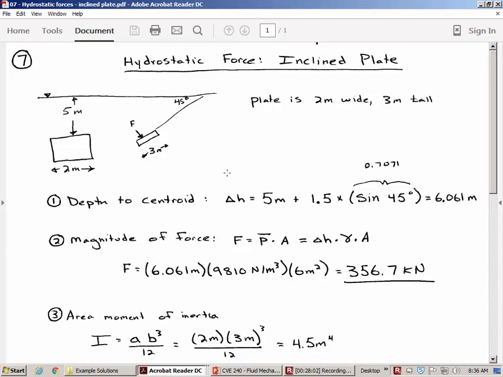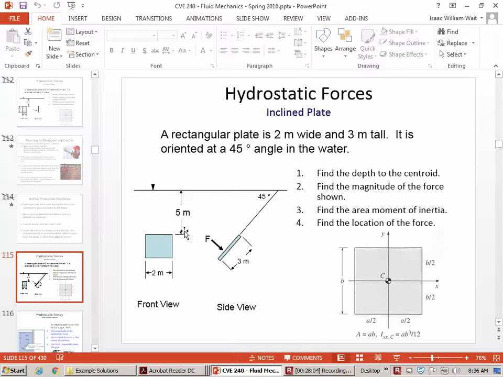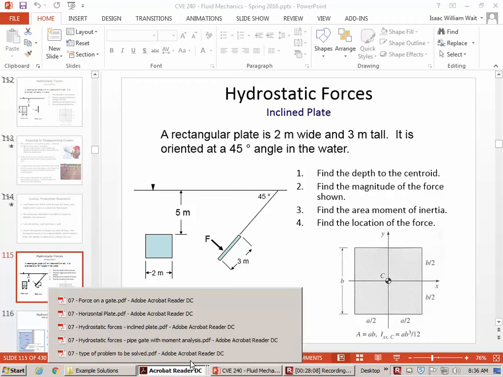Magnitude of the force that's acting on the front side of this plate, F. Okay?